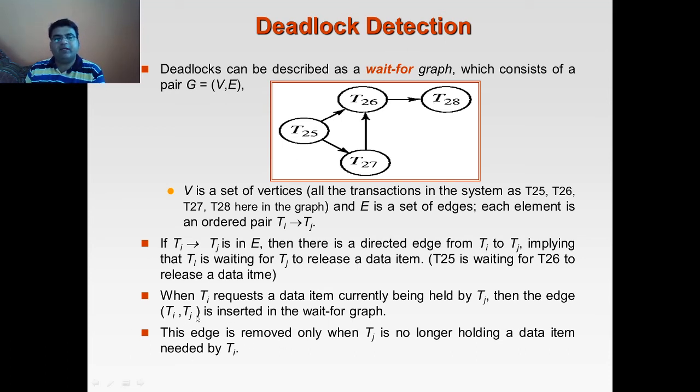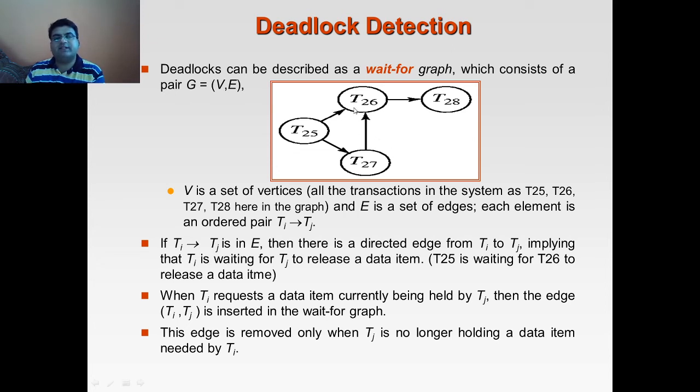And if any request is pending, then an edge Ti to Tj is inserted in the wait-for graph. And this edge can be removed only when Tj is no longer holding a data item needed by Ti. It means if T25 is requesting a data item that is currently held by T26, and simultaneously T26 releases that data item, in that case this edge would no longer exist. So it will be deleted from the wait-for graph.